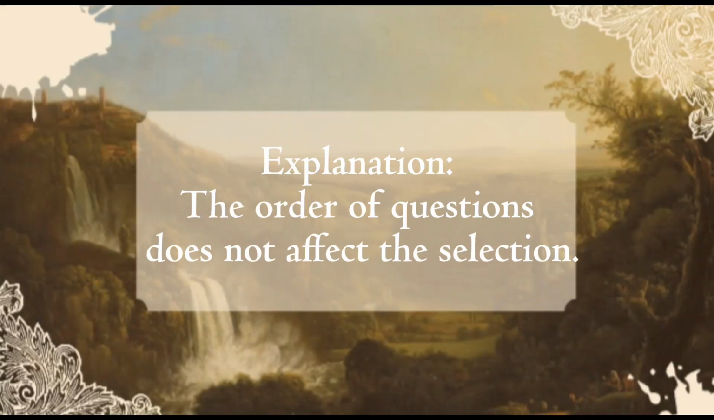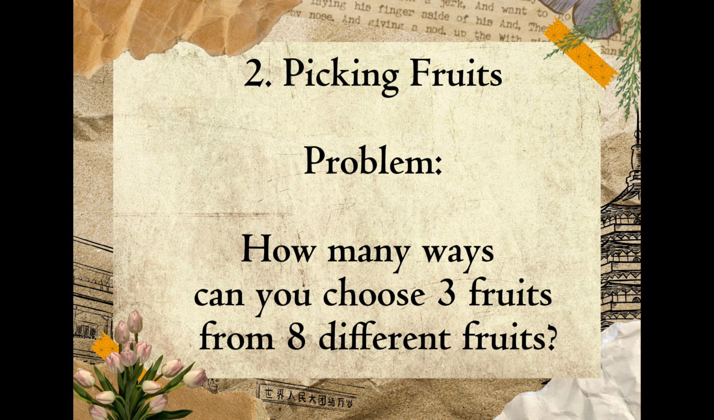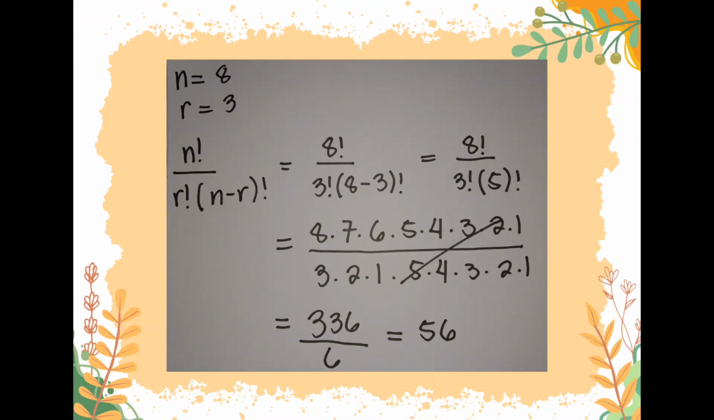The explanation of example number 1 of combination is the order of selection does not affect the result. Example number 2 is picking fruits. The problem is: how many ways can you choose 3 fruits from 8 different fruits? The total number of objects, or n, is equal to 8, and the number of objects chosen or arranged, or r, is equal to 3.